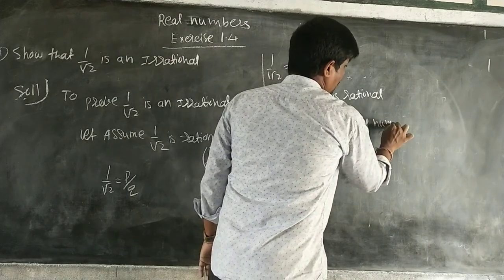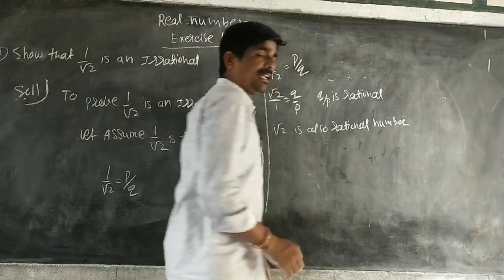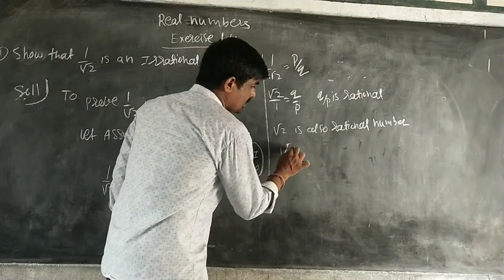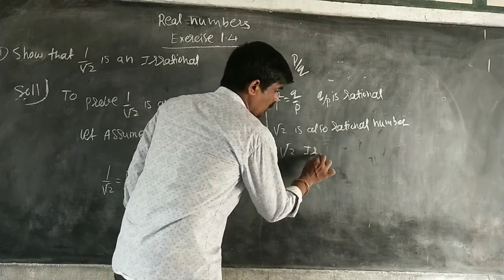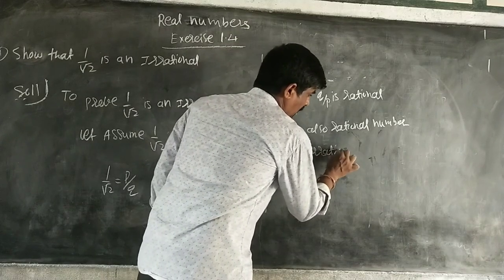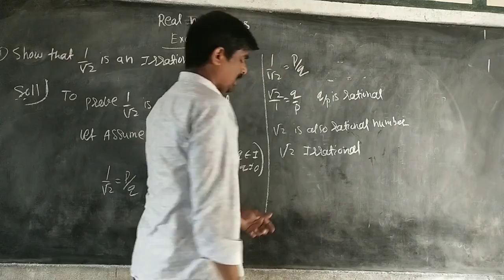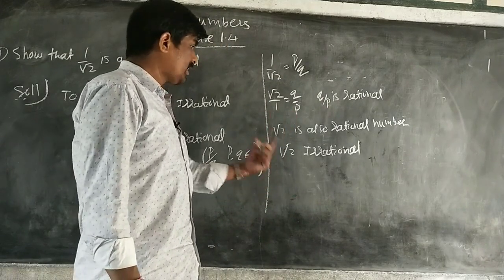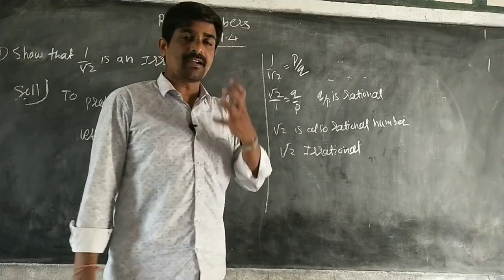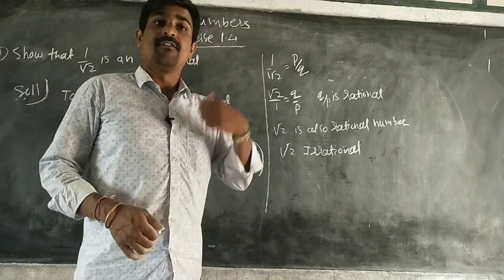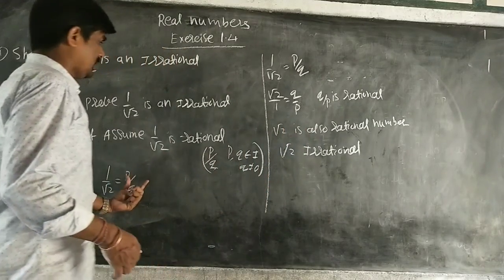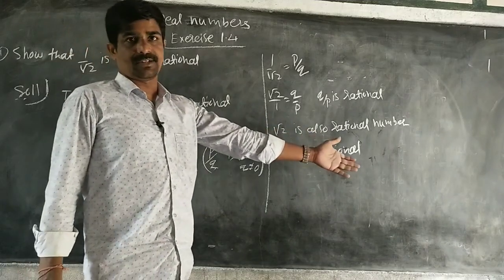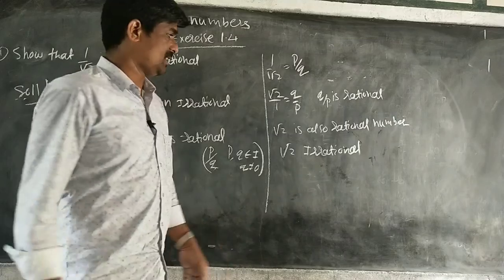But there is a contradiction. We know the mathematics rules clearly: root 2 is irrational. So what is the contradiction here? We are getting a wrong result. From where? From our assumption. So our assumption is wrong. Therefore, we get a contradiction.